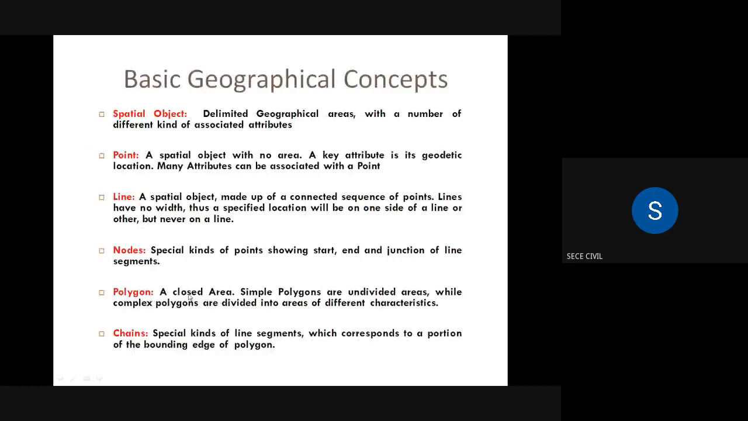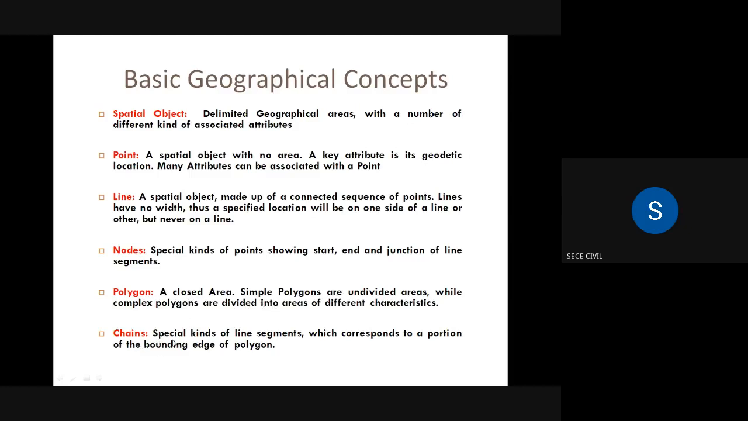Next one, polygon. A closed area. We know what a polygon is. Simple polygons are undivided areas, while complex polygons are divided into areas of different characteristics. With more sides we name it a polygon. Polygon means an area comes here, and simple polygons and complex polygons come under this.